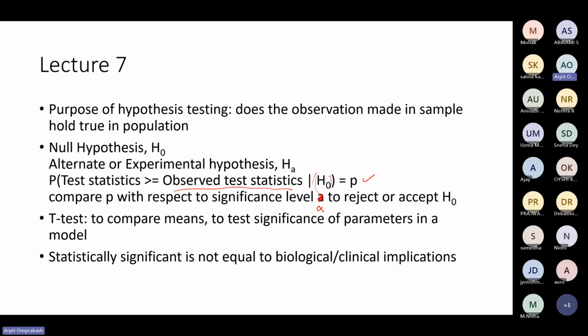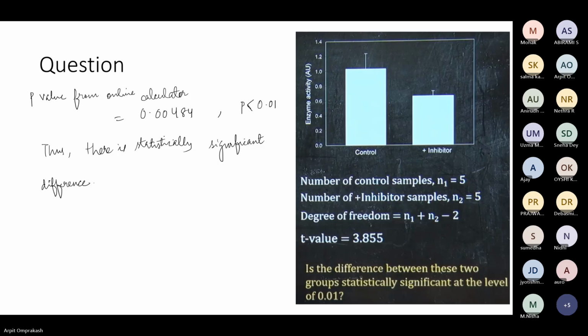So let's say we have this case here, where we have a control and some inhibitor that we are adding in an experiment, and we are measuring the enzyme activity. For control, we have some mean value of enzyme activity, which is around this one. And for inhibitor, we have some mean value, which is around this. So what the t-test does is it helps you calculate a t-value using these two means. And then we compare that t-value to a T distribution that we have to get a p-value, which gives us the probability of us seeing this difference.